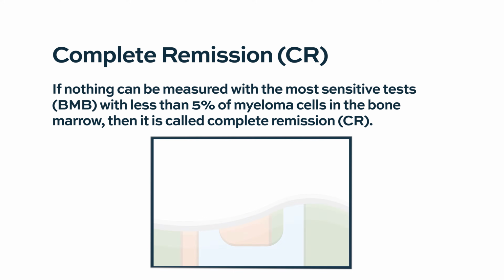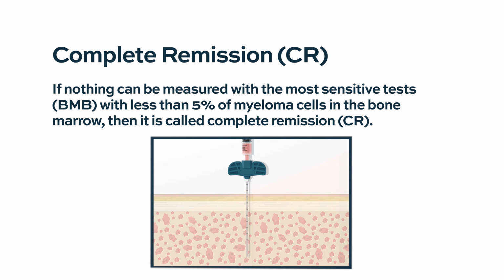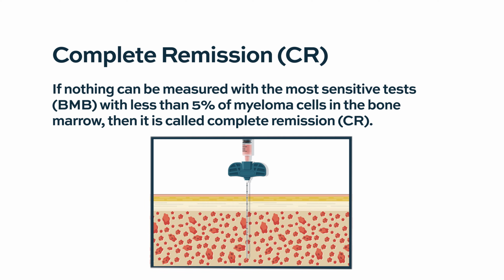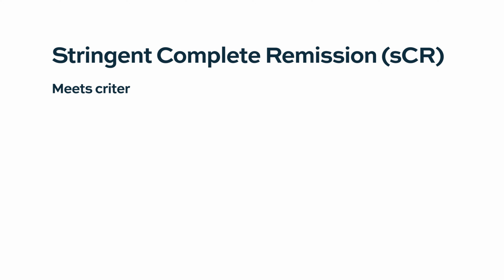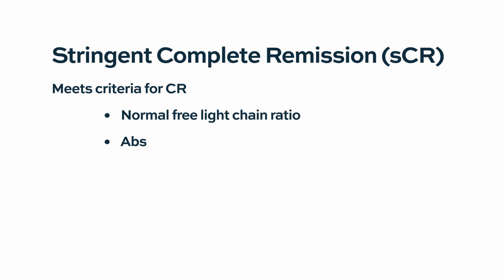To have this criteria, we also have to do a bone marrow biopsy and show that there's less than 5% plasma cells in the bone marrow. That would complete the complete remission definition. What we also have is a so-called stringent complete remission, where also the ratio of the light chains is negative, and in the immunohistochemistry from the bone marrow, we see that there are no monoclonal plasma cells left, so no cancerous cells left with microscopy.